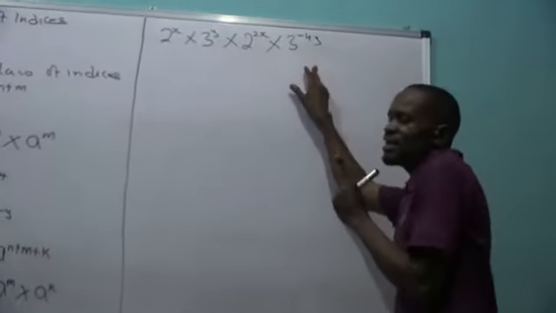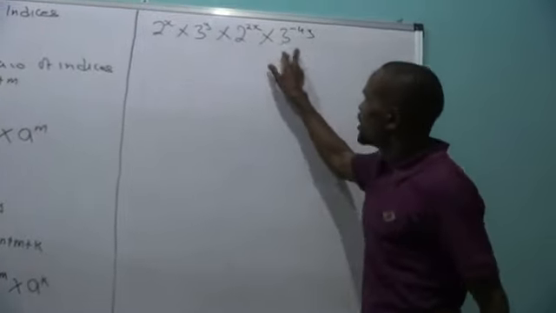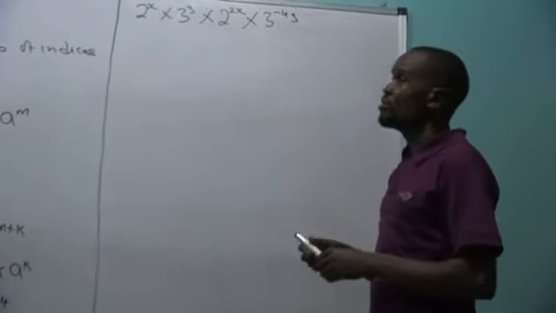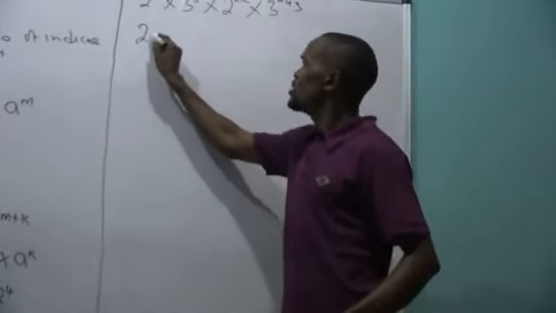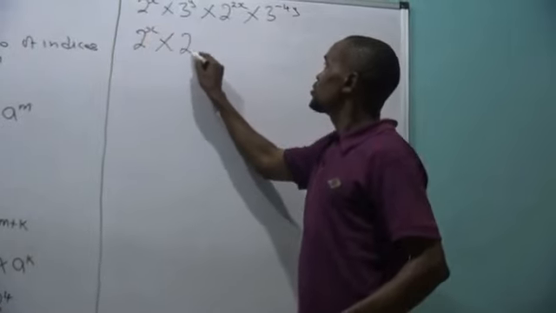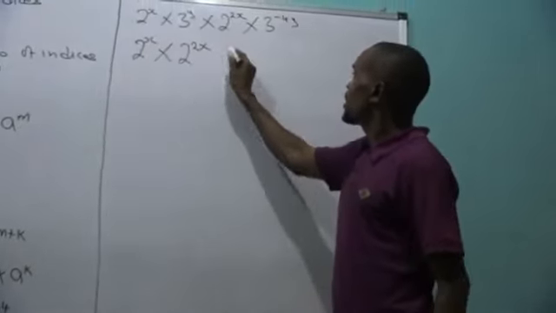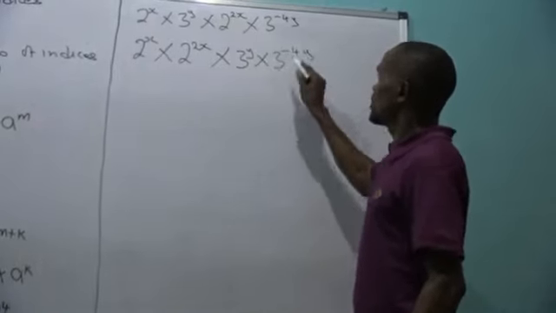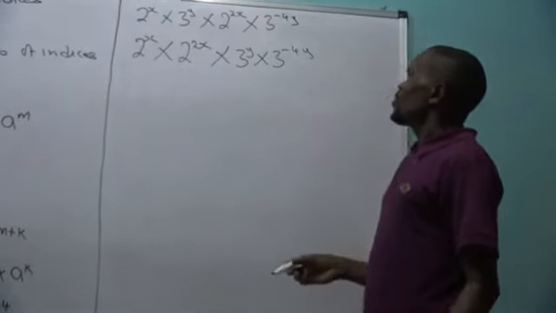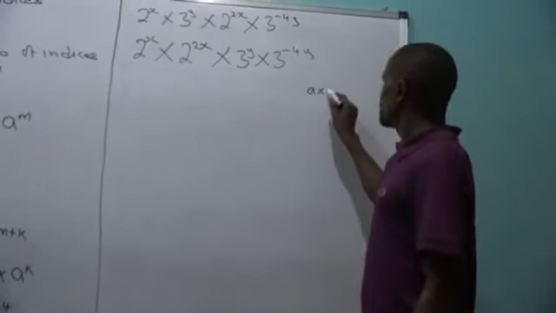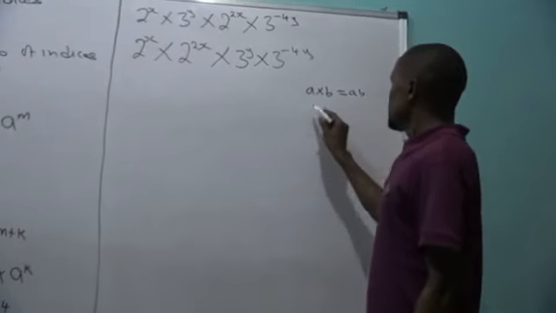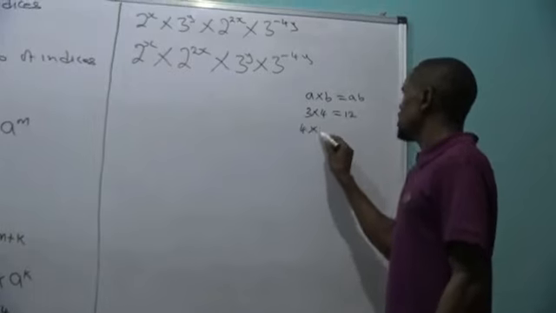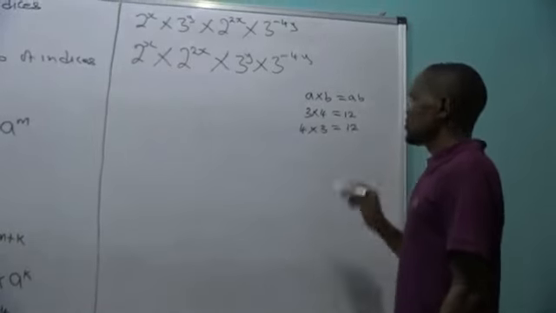That means they satisfy the one condition of the indices. Some of them are of the same base and some are not the same. So we can now bring together those that are of the same base, which is this times this, times 3 raised to the power y times 3 raised to the power minus 4y. Somebody will say, how? You remember that a times b is ab, meaning that 3 times 4 is 12, and 4 times 3 is also 12. Do you get what I'm saying?